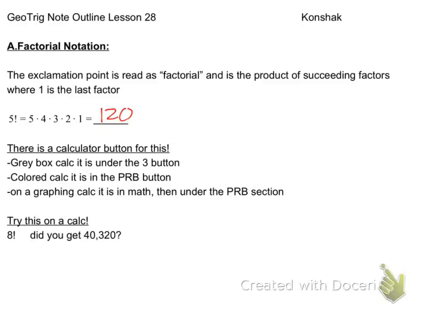If you have the gray box calculator, the old standard scientific one that I think you guys have to use in ICP, it's actually underneath your 3 button. So if you hit second, you have to put your number in first, so like 5, second 3, which is the exclamation point, you should get 120. So try that. Or, like on the bottom there, try on your calculator, 8 factorial, do you get 40,320?